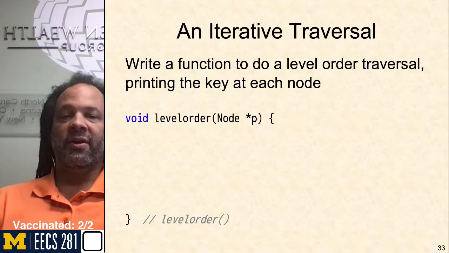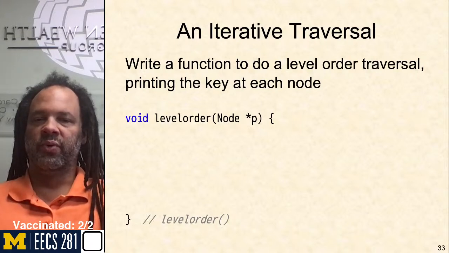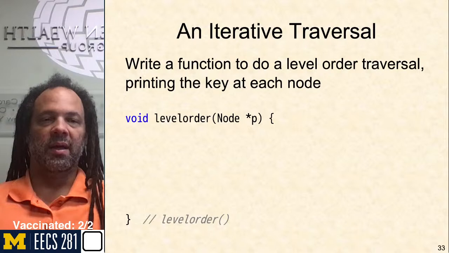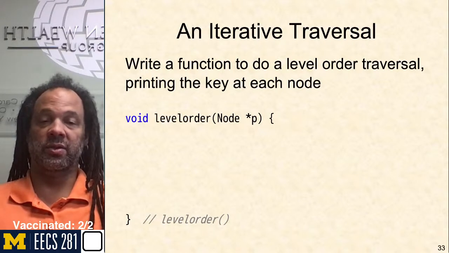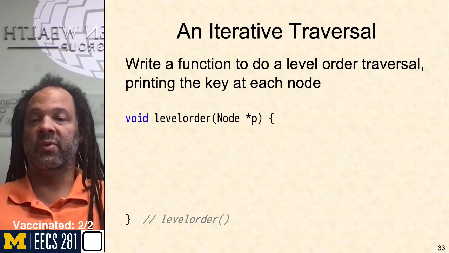All right, write an iterative function to do a level order traversal. Can you do that? Print the key at each node. Give you a minute or so to deal with this one. How do you write a function to do a level order traversal? Remember, process the root, then process all of the children, then process all the children's children, and so on and so on. Iterative, of course, means with a loop, not with recursion.